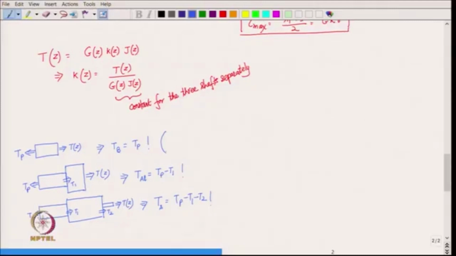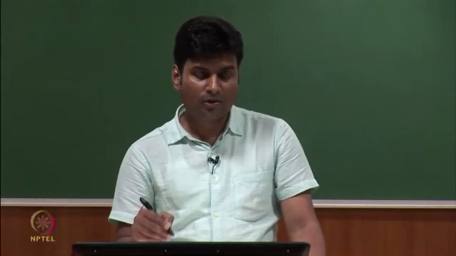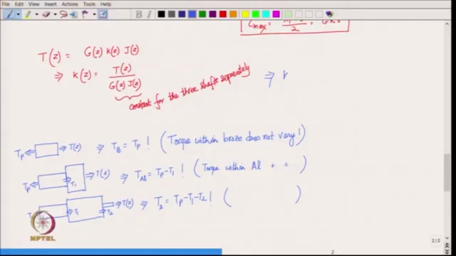So, you see what this tells us is that torque within bronze does not vary. Similarly, torque within aluminum does not vary, and likewise for the steel. This is really interesting. So, if we come back to this formula, then torque is also constant within bronze, G is also constant within bronze, and J is also constant within bronze. So, that means the twist K is constant within the 3 shafts.